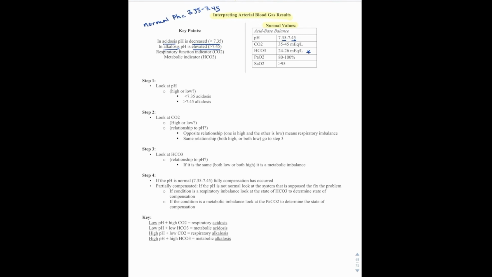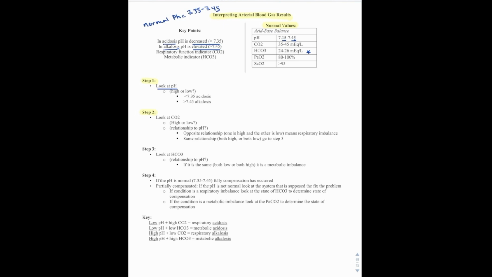So step 1, we're going to look at the pH. Is it high or low? And again, we just talked about if it's low, it's acidosis. If it's high, it's alkalosis. Okay, step 2, look at the CO2. Is it high or low? What is the relationship to pH? Opposite relationship, one is high and the other is low, means a respiratory imbalance. A same relationship, both high or both low, go to step 3.